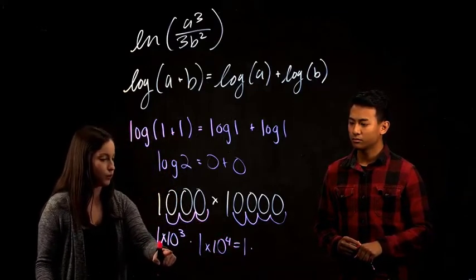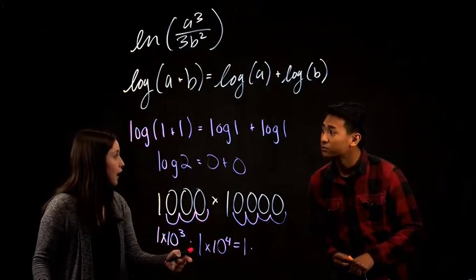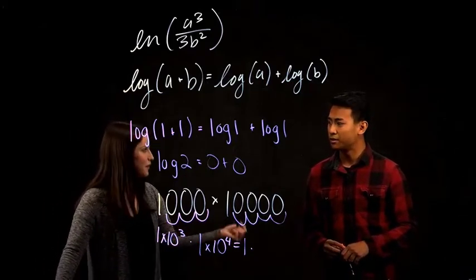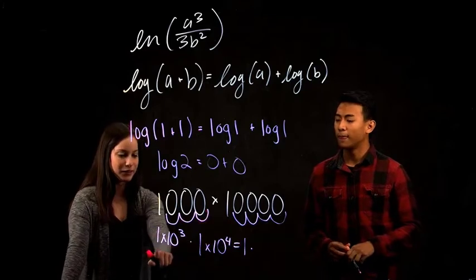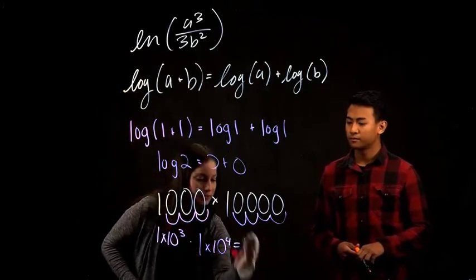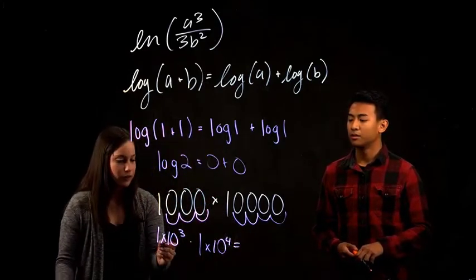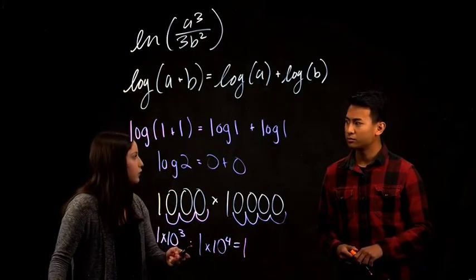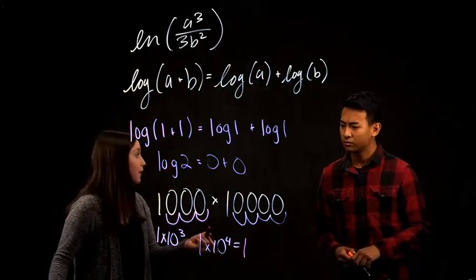And I know since we're multiplying exponents that have the same base. Oh, wait, that's not right. Yeah, they have the same base. Well, I didn't say it right. Okay, so we'll just do it from here. So I know that 1 times 1 is just 1. And then since we're multiplying two numbers that have the same base, we would just add their exponents.